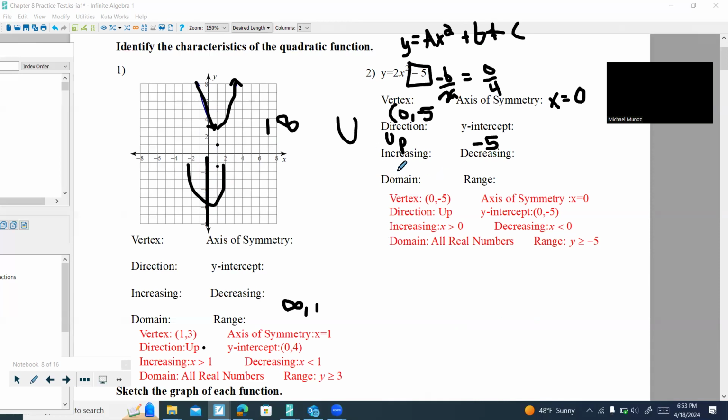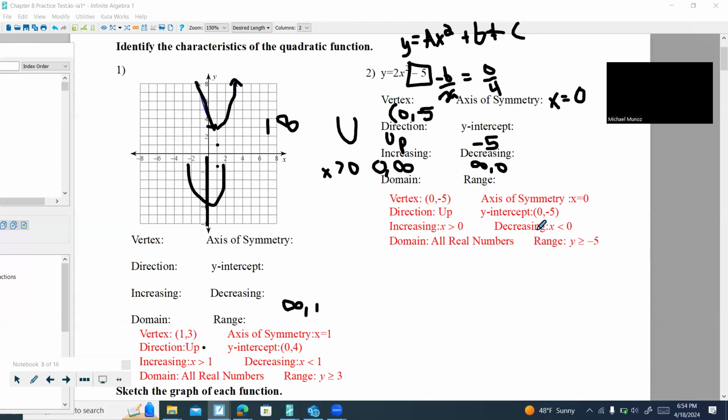So it's increasing from 0 to infinity. Or you could say that it's greater than 0. So x is greater than 0. Either one's fine. And then the other one's opposite. So it's decreasing on this part, infinity to 0. And I didn't graph this one right over here. I just kind of showed an example because, well, it's pretty close actually. 0, -5.